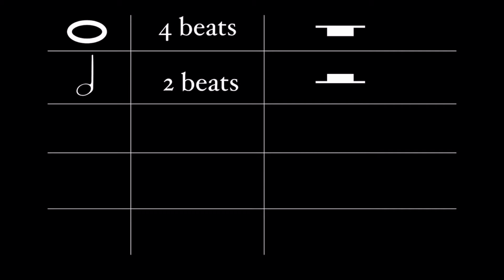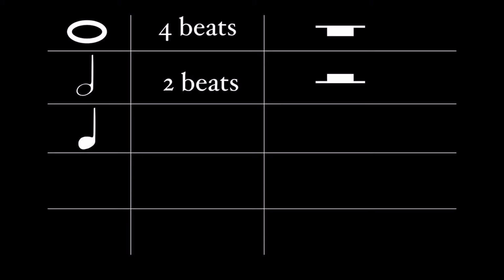So a whole note is equal to 4 beats, and a whole rest looks like that, and it's also equal to 4 beats. Kind of looks like a hat off. A half note is equal to 2 beats, so you play a note for 2 beats. A half rest looks like a hat on, and that is a rest for 2 beats. So 2 beats of silence.